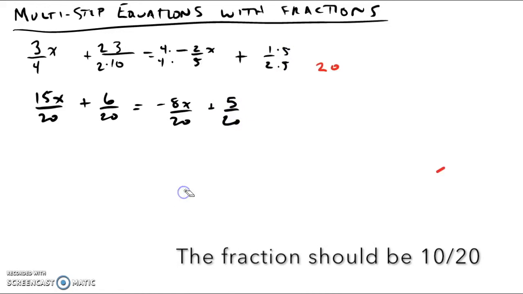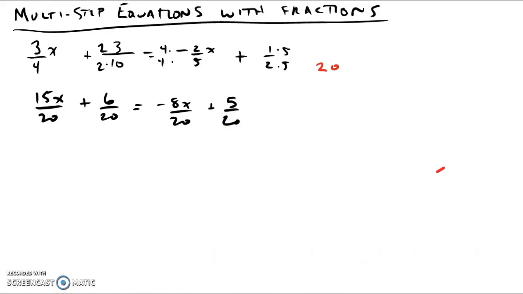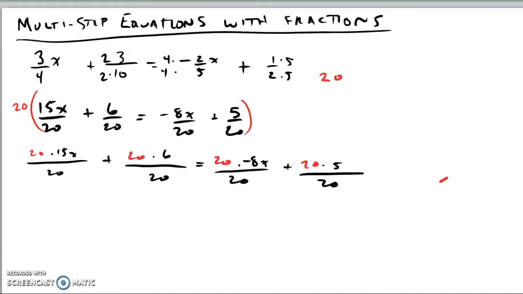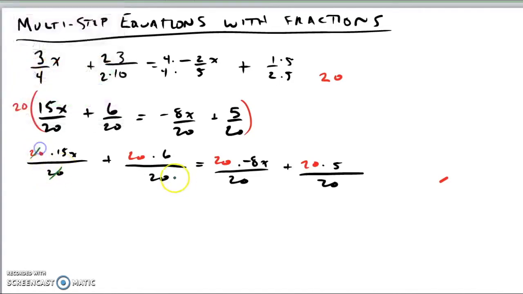Next stage, we can multiply the whole equation by 20. And that'll make all the 20s cancel out. So if we do this, then we wind up with 20 times 15x over 20. So what's going to happen is these 20s are going to cancel out, so we don't have to worry about them anymore. Cancel, cancel. So because we made all these denominators the same, we can just forget about them, because the equation's balanced, and all we're going to be dealing with are the numerators.